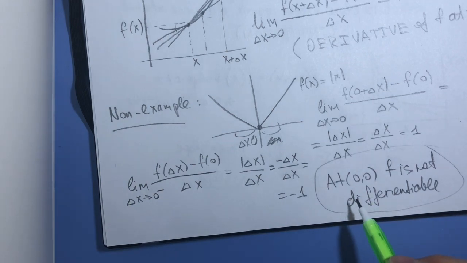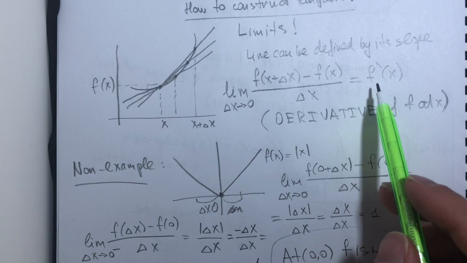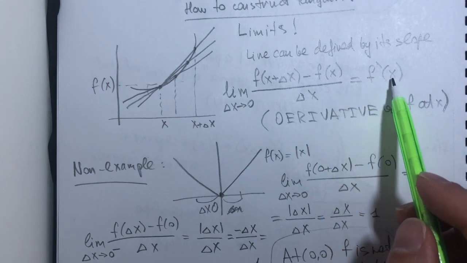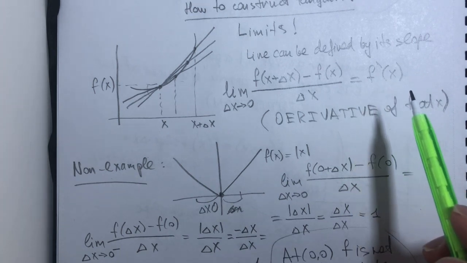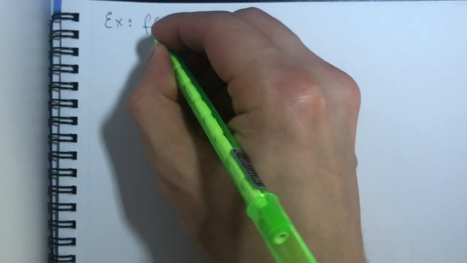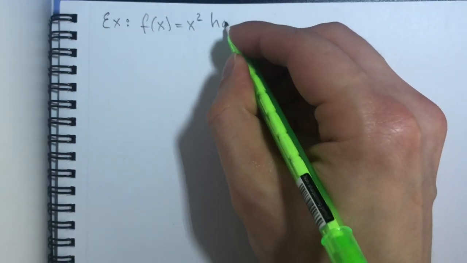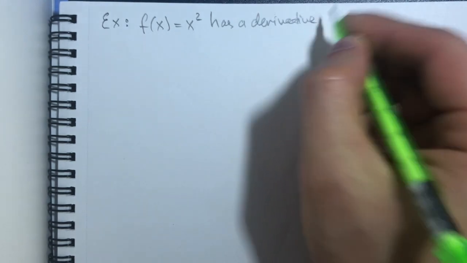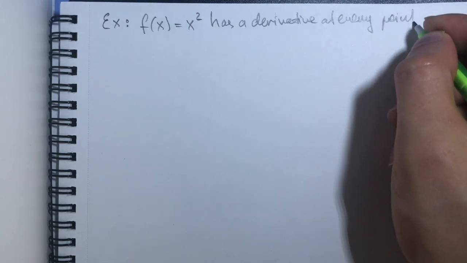Now, I didn't really say what differentiability means, but it's very easy. If f of x has a derivative at a point, it's called differentiable at that point. Okay? So an exercise for you is to show that f of x equals x squared has a derivative at every point.